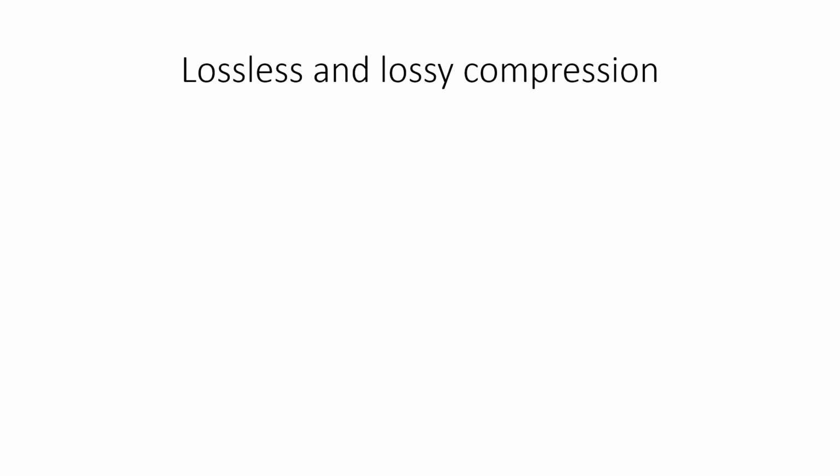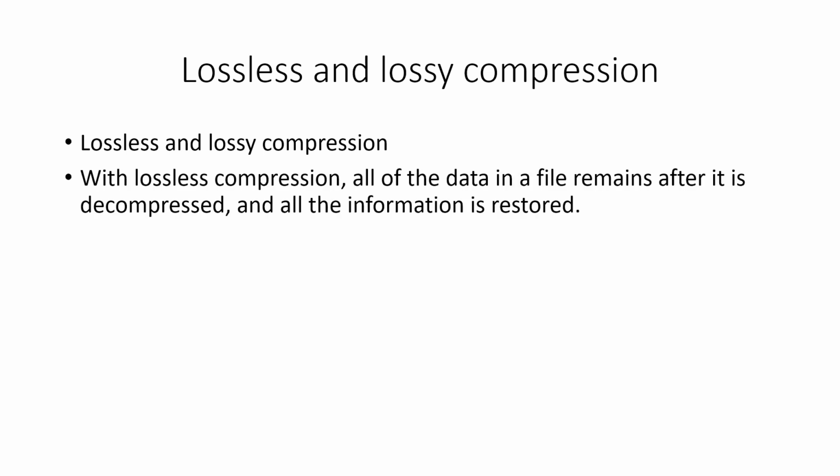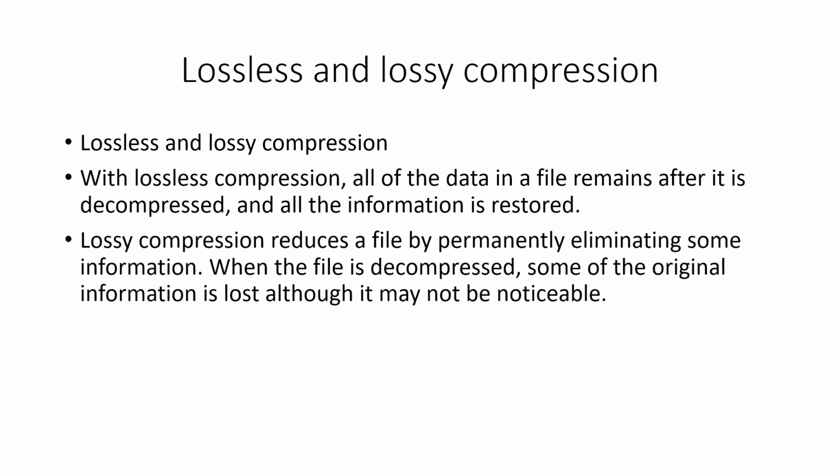There are two types of compression, lossless and lossy. With lossless compression, all of the data in a file remains after it is decompressed and all the information is restored. Lossy compression reduces a file by permanently eliminating some information. When the file is decompressed, some of the original information is lost, although it may not be noticeable. For digital television, lossy compression is used.